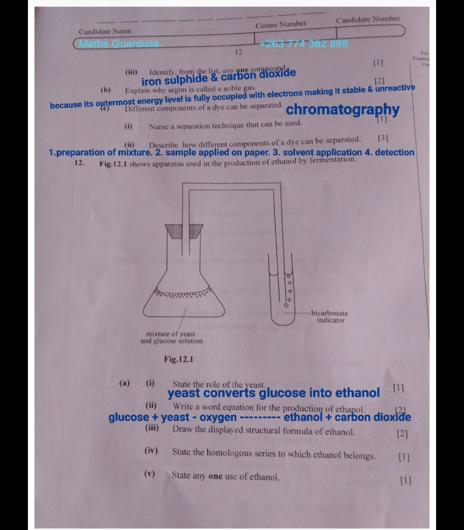And then on part 4, we are supposed to state the homologous series to which ethanol belongs. So ethanol is classified as an alcohol. And then on part 5, state one use of ethanol.